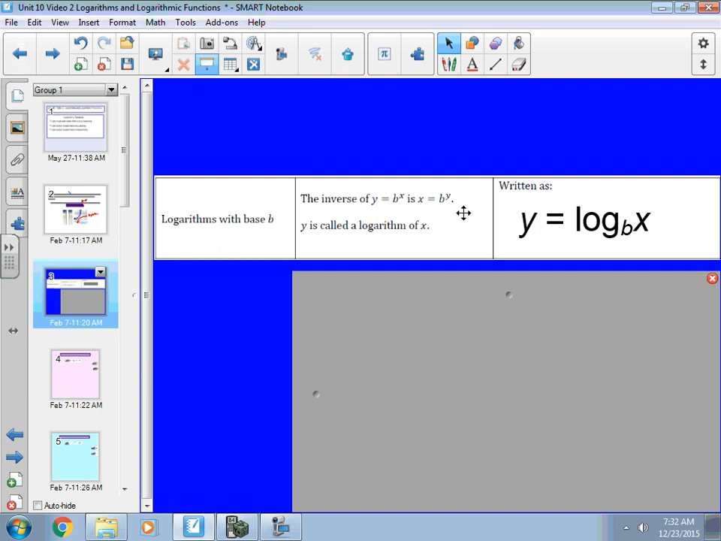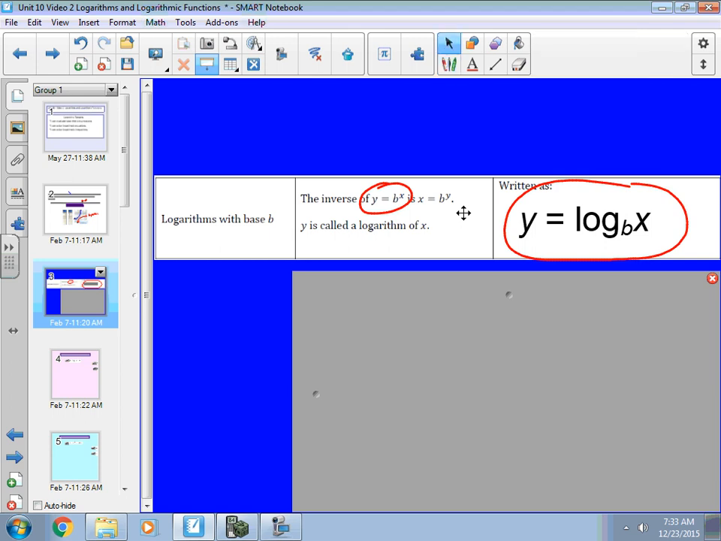So when you switch around the x and y and you solve it, you get this right here: y equals log base b of x. So when you're doing logarithms, this is the opposite or inverse of this. So we want you to be able to switch back and forth when doing these types of problems.